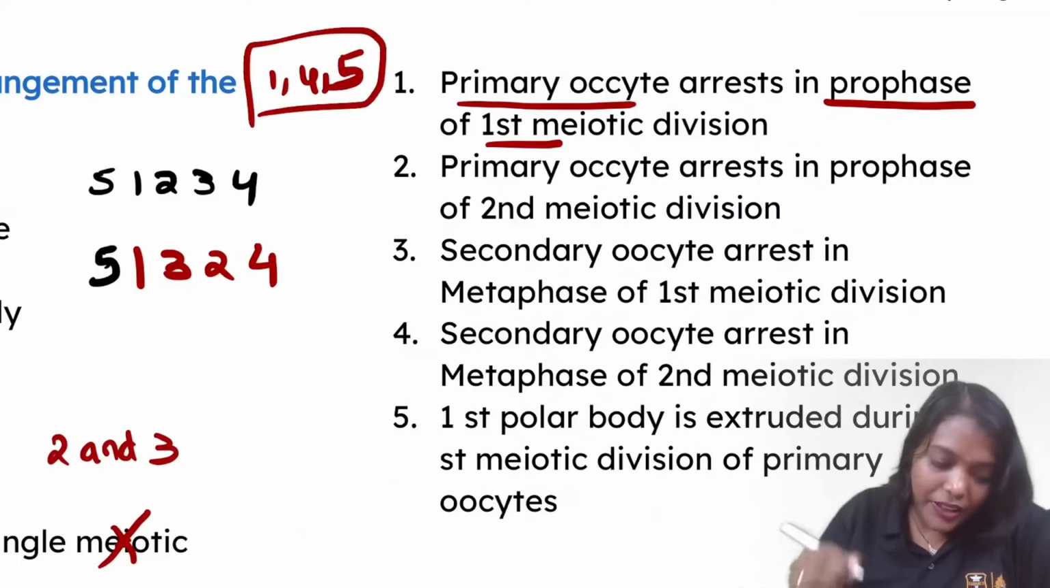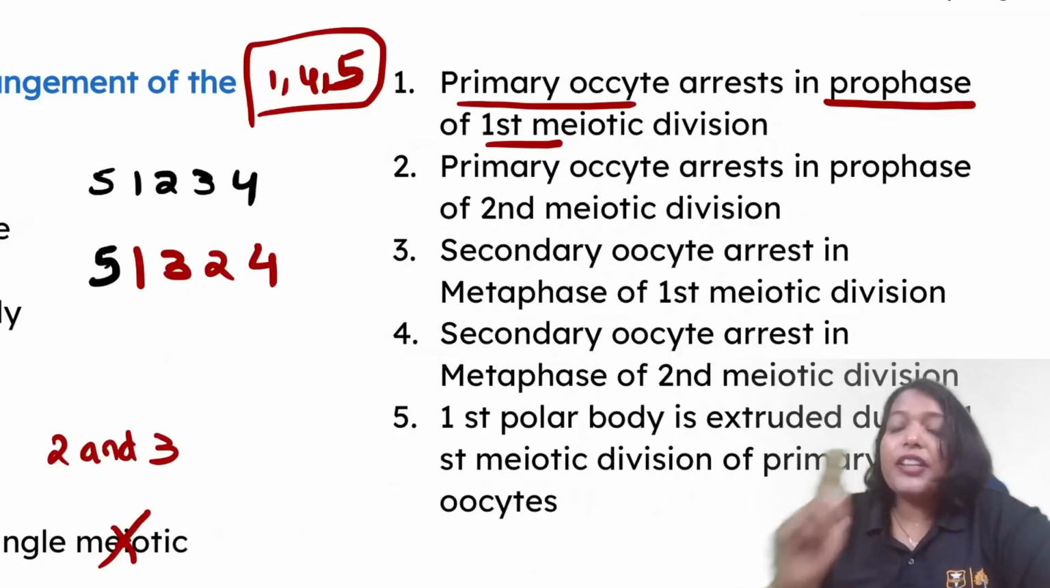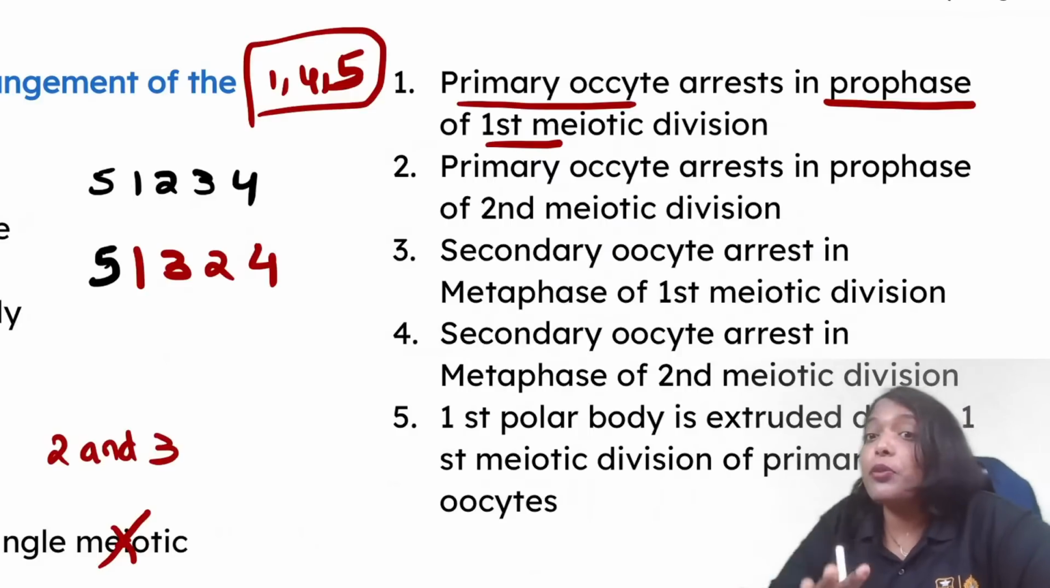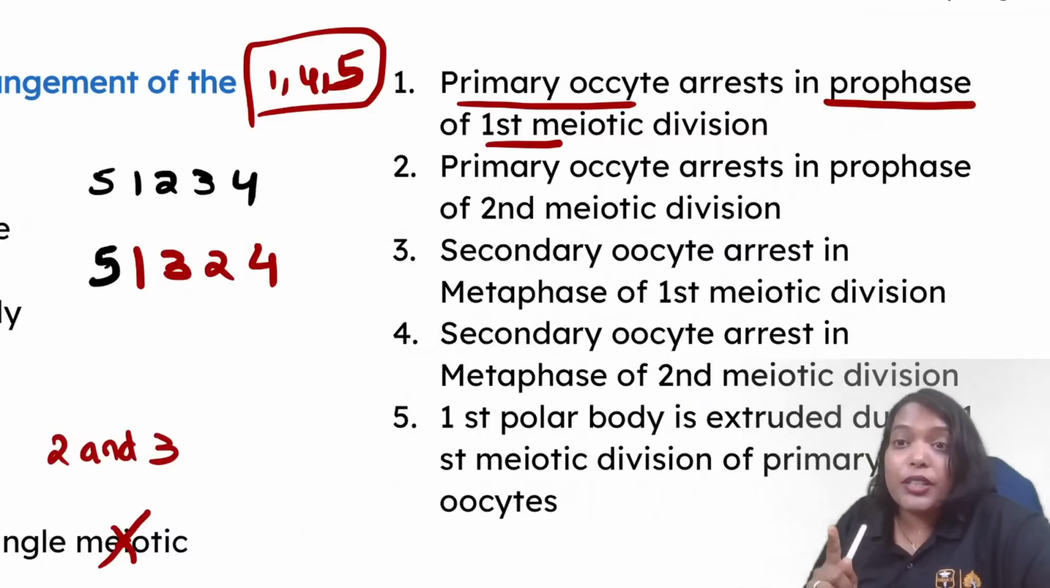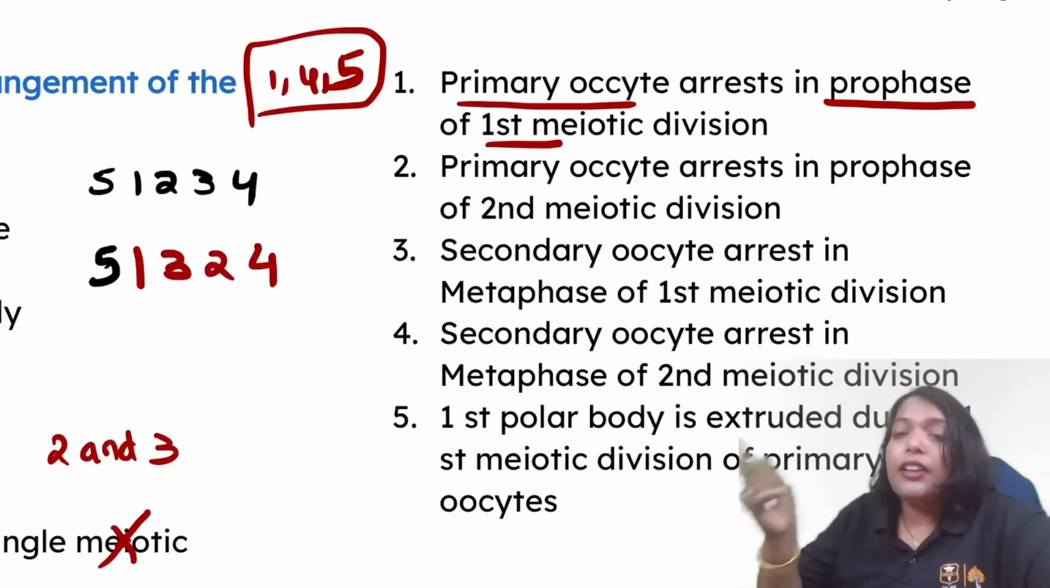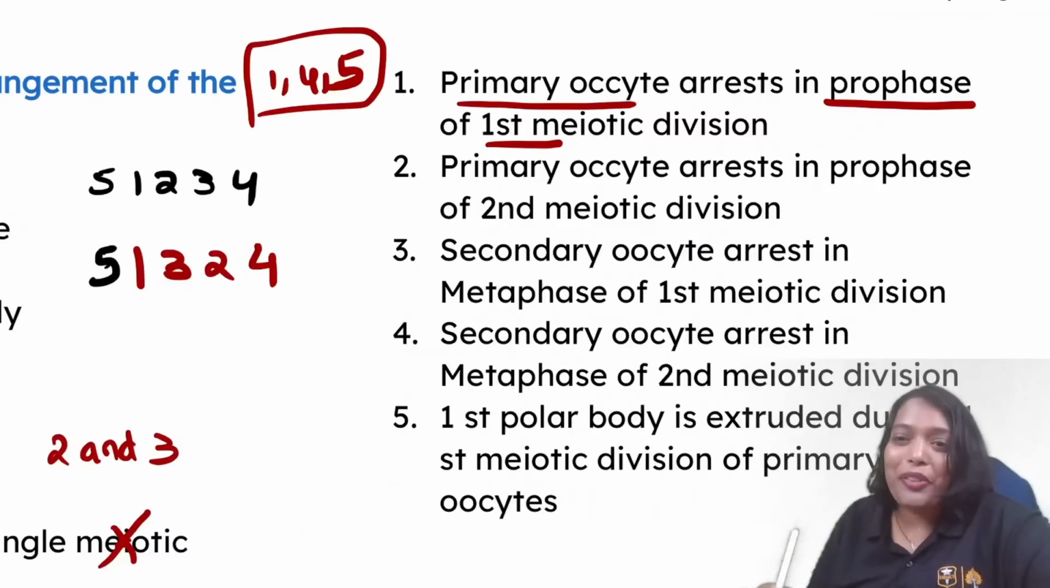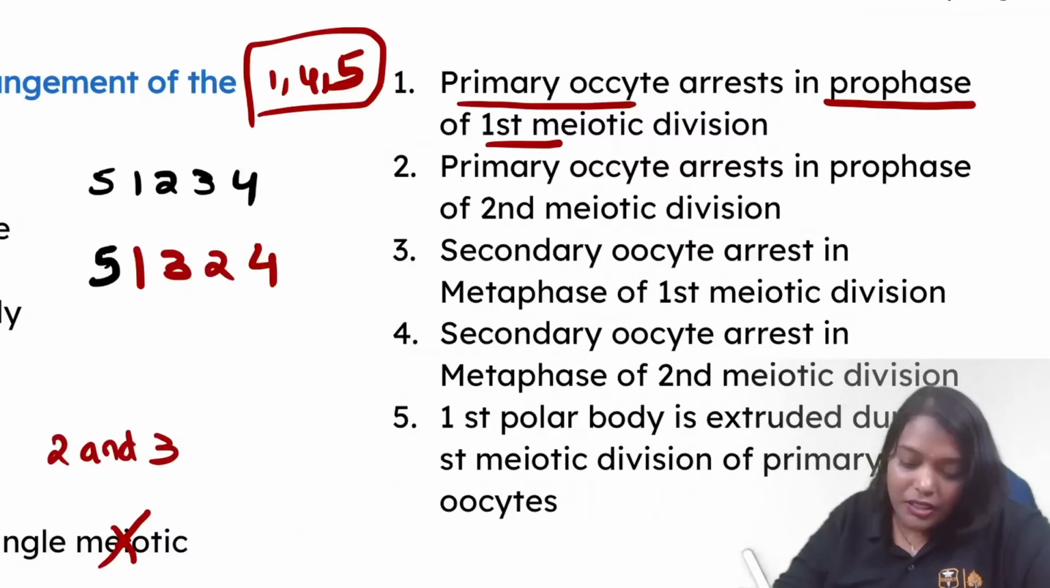Okay. Let us see whether you have answered correctly or not. The first option is absolutely correct: primary oocyte arrests in prophase of first meiotic division. I told you, primary oocyte, remember everything in the first phase. Primary oocyte arrests in prophase of second meiotic division, this is wrong.